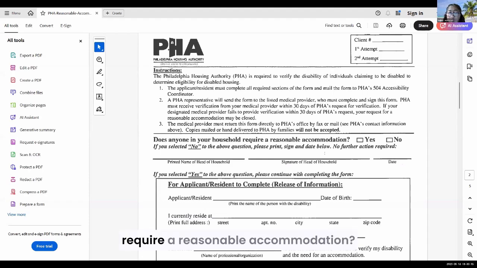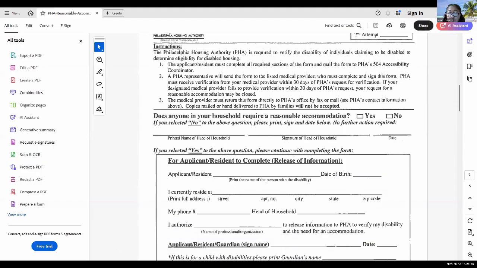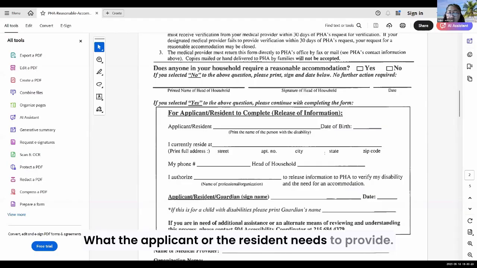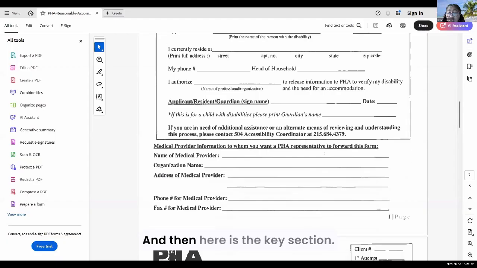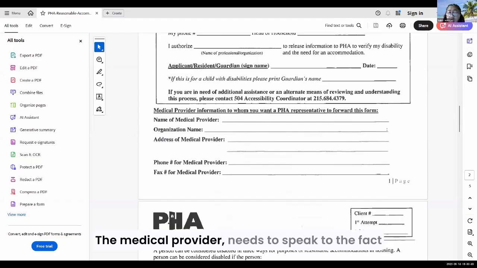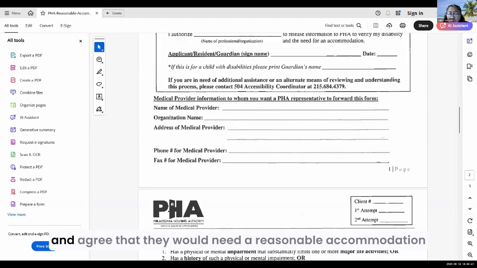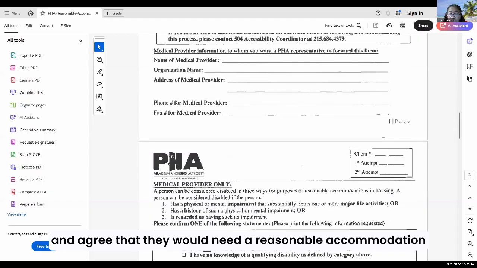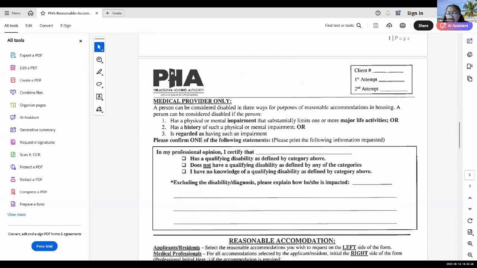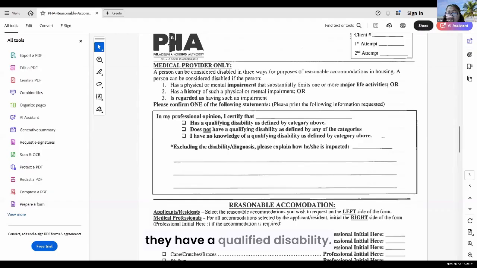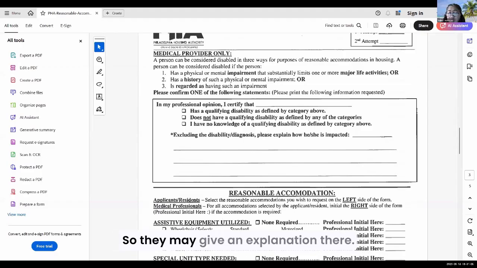Does anyone in your household require a reasonable accommodation? What the applicant or the resident needs to provide. And then here's the key section: the medical provider needs to speak to the fact that the person does have a condition and agree that they would need a reasonable accommodation to be able to live as independently as they are able. So in their professional opinion, they have a qualifying disability. They do not necessarily have to say what the disability is, but as you see, please explain how he or she is impacted. So they may give an explanation there.